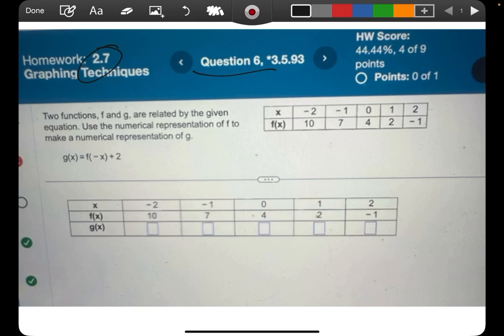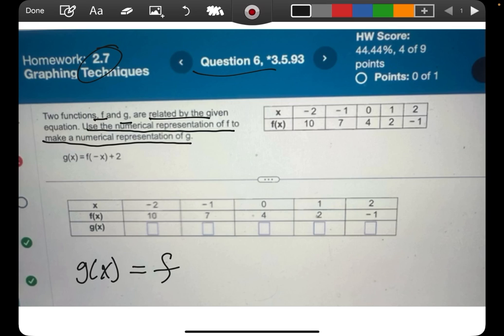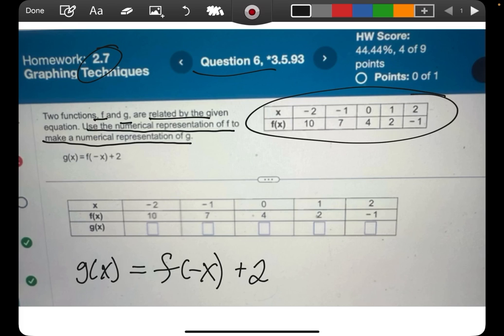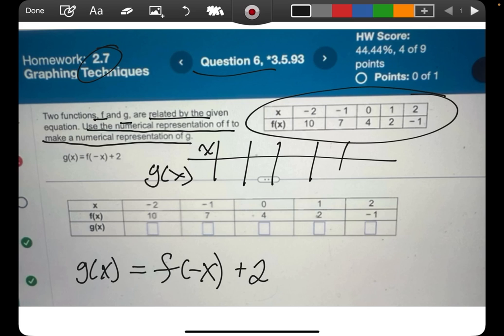Okay, so it says two functions f and g are related by the given equation. Use the numerical representation of f to make one for g. Let's take a look, y'all. We got g of x is equal to f of negative x plus 2. Here is my original table, and we're going to make a table for g of x right here. So let's do this.